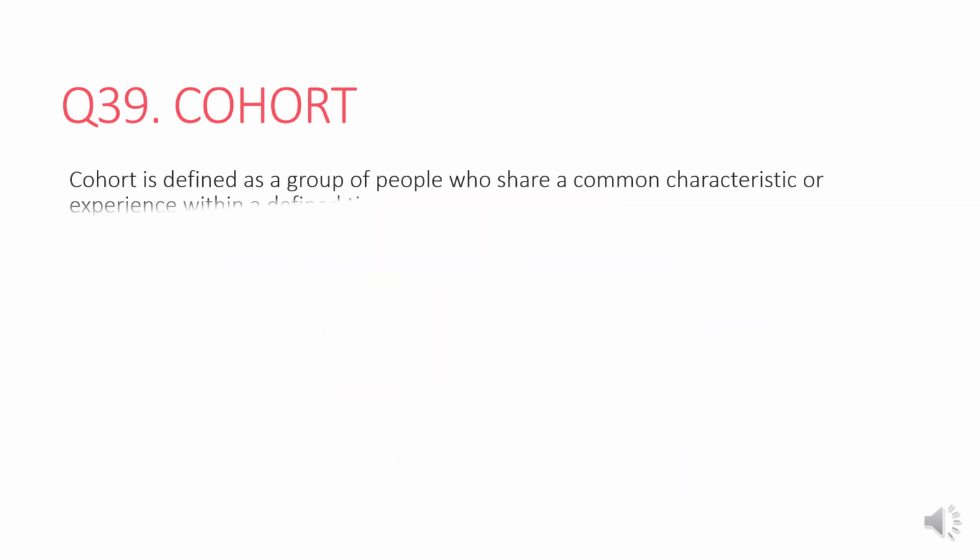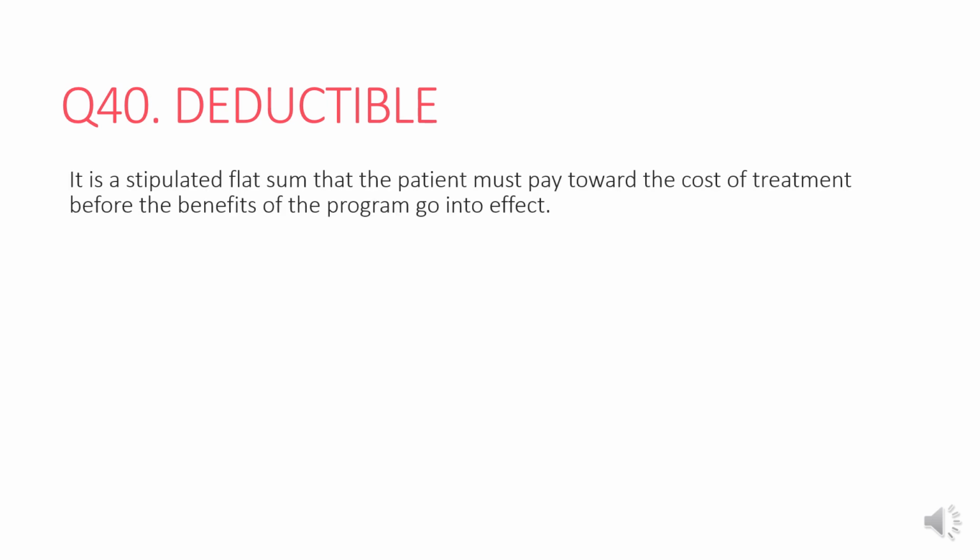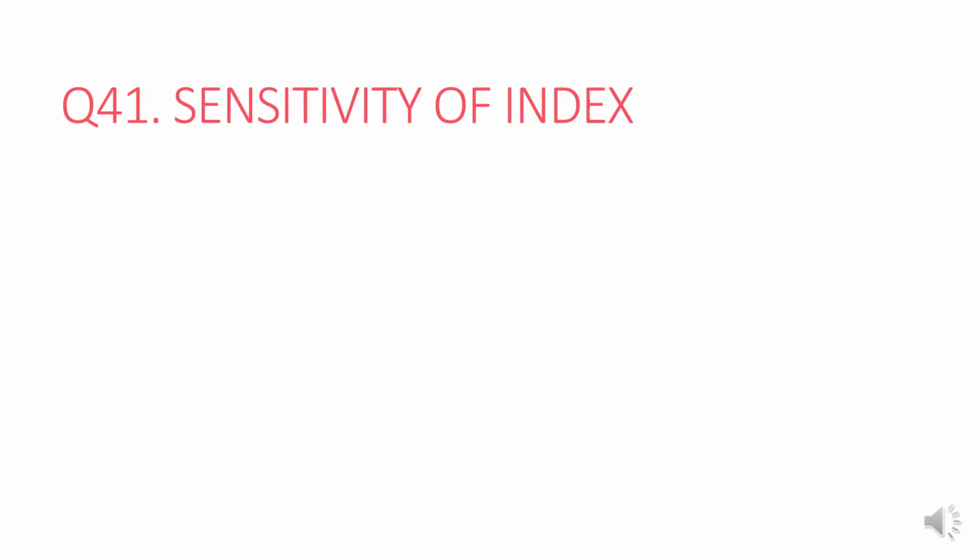Number 39 is cohort. It is defined as a group of people who share a common characteristic or experience within a defined time period. Question number 40 is deductible. It is a stipulated flat sum that the patient must pay towards the cost of treatment before the benefits of the program go into effect. It is sometimes called front-end payment.